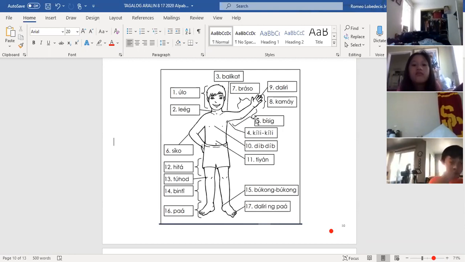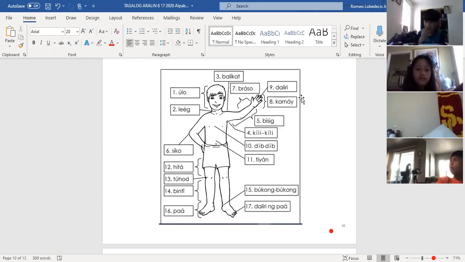Okay, bisig. Are you here? Because mine is low on the internet. So just look over there. And then this is your kilikili or your armpit. Okay, that's kilikili. And then this is your hand. The whole thing here is your hand. And these are your daliri, meaning your fingers. Okay, next, this is your dibdib, your chest. And then your tummy is your tiyan. And this is your siko, your elbow.